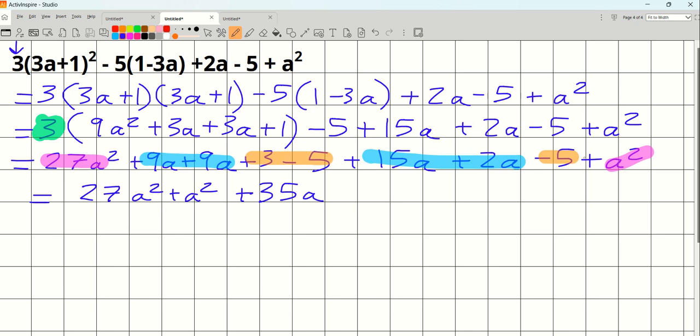And now I just combine my constants, which are highlighted in orange. Minus 5 minus 5 is a minus 10. Minus 10 plus 3 is a minus 7. Now, I did not combine my like terms right here, so this is going to be 28a squared. As a quick reminder, whenever you don't see a number in front of a letter, there's a 1 over there. And we write our numbers as needed. And that is it.